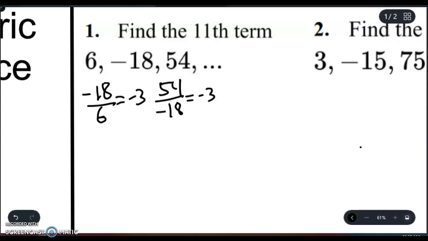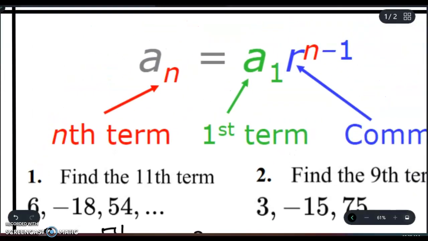Anytime your signs swap from positive to negative in a geometric sequence, the common ratio is going to be negative. So we've got the common ratio, and that ratio is negative 3. We have everything we need to put in the formula. I'm going to rewrite this formula.